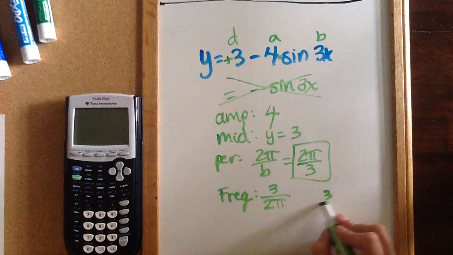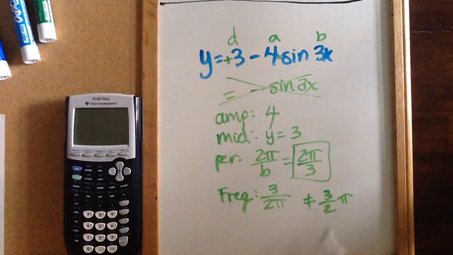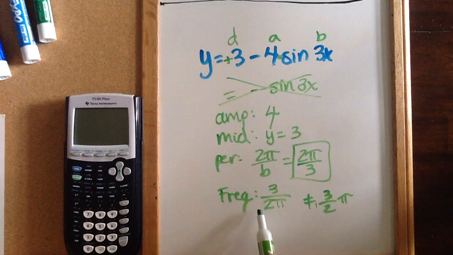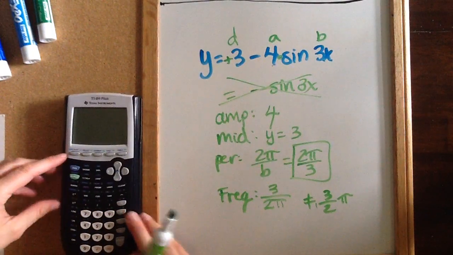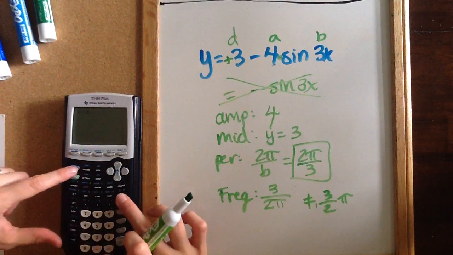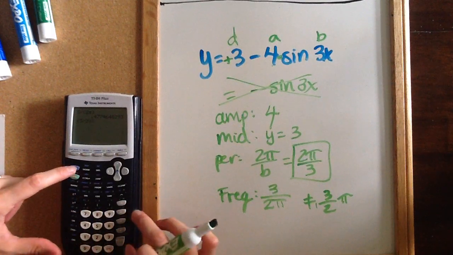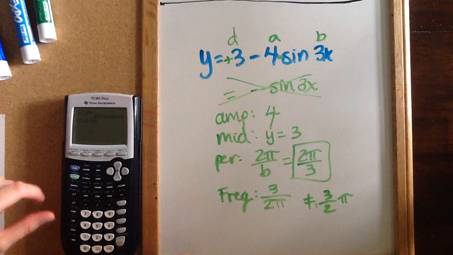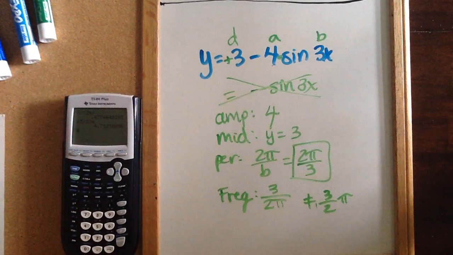Now, please be cautious that you don't write this as 3/2 pi like this. This is not the same thing. This is saying take 1.5 and times it by pi. This is saying take 3 and divide it by 2 pi. So you'll end up with two different numbers. To illustrate a little bit better, if we take the calculator and we do 3 divided by 2 pi, and notice I have my 2 pi in parentheses, versus if I do 3/2 and then times by pi. Notice we get 0.47 versus 4.7, which is a significant difference.